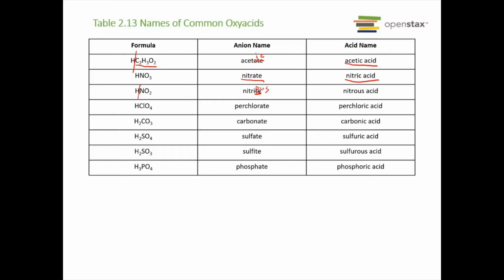HClO4, perchlorate, becomes perchloric acid. Let's go down to the sulfates. H2SO4: SO4 is sulfate, and sulfur ones are a little different, it becomes sulfuric, but it's still ate to ic. Sulfite becomes sulfurous. Phosphate becomes phosphoric, kind of like sulfate. The phosphorus ones are a little different. And that's how we name acids. Once you get the hang of it, it's not too bad.